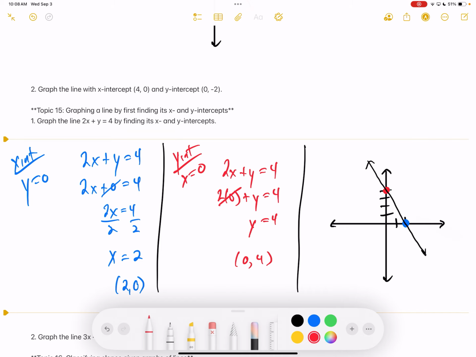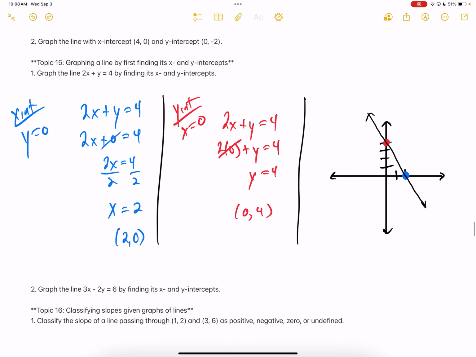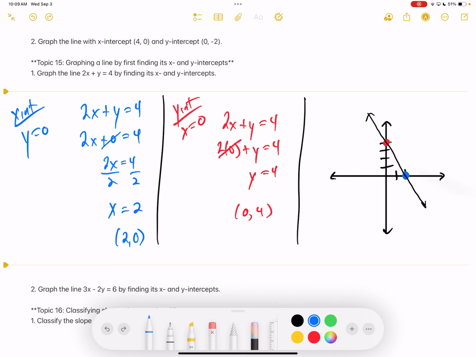So my x-intercept was 2, 0, and my y-intercept is 0, 4. So you can graph it by using the x and the y-intercept. Just mentioned that. Now we had a topic on it.